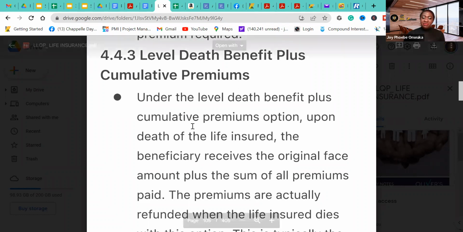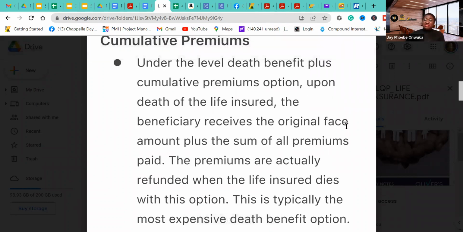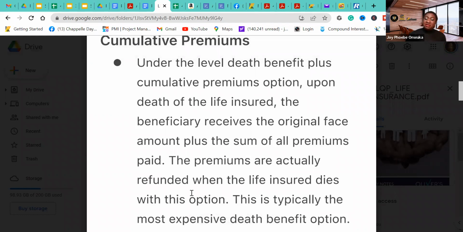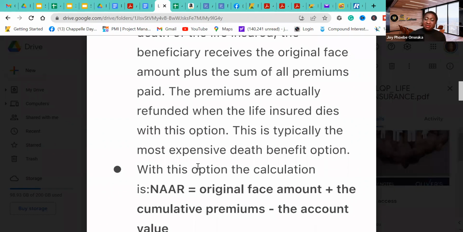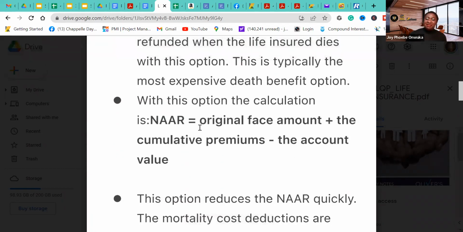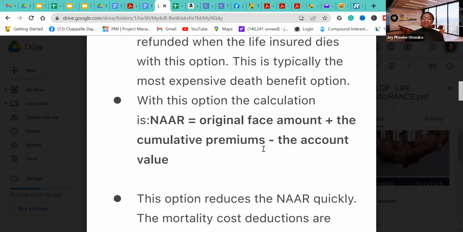Under the level death benefit plus cumulative premiums option, upon death of the life insured, the beneficiary receives the original face amount plus the sum of all premiums paid. The premiums are actually refunded when the life insured dies with this option. And this is typically the most expensive death benefit option. Okay. And with this option, the net amount at risk is the original face amount plus the cumulative premiums, minus the account value.